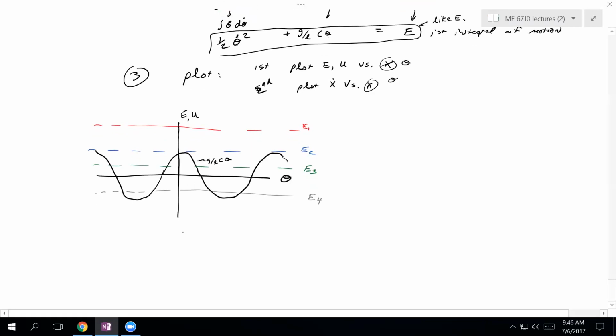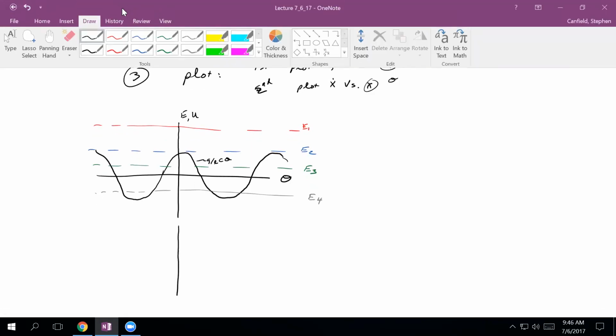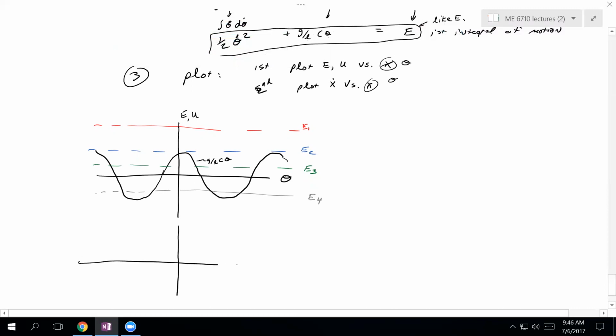So now I'm ready to plot my theta versus theta dot. Let's start with the E4 motion. If I look at the E4 case, I can only consider motion where my potential term, or whatever you call this energy term, is less than the input energy. So these are the only valid regions that I have. And when it goes on out, I can go as far as I want.